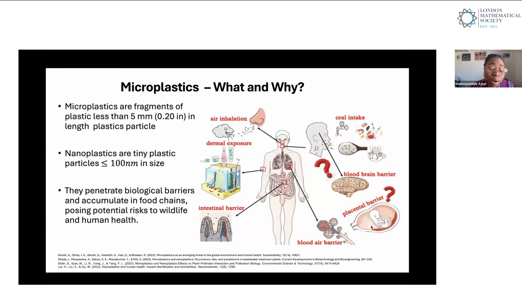So today, we will explore what microplastics are. Microplastics are fragments of plastic particles less than 5 millimeters in length. We cannot see them, so we need a microscope to see them. Nanoplastics are the tiny version of these microplastics because they are less than 100 nanometers in size. They're still invisible to the eyes, so you can practically not see them unless you use a microscope.